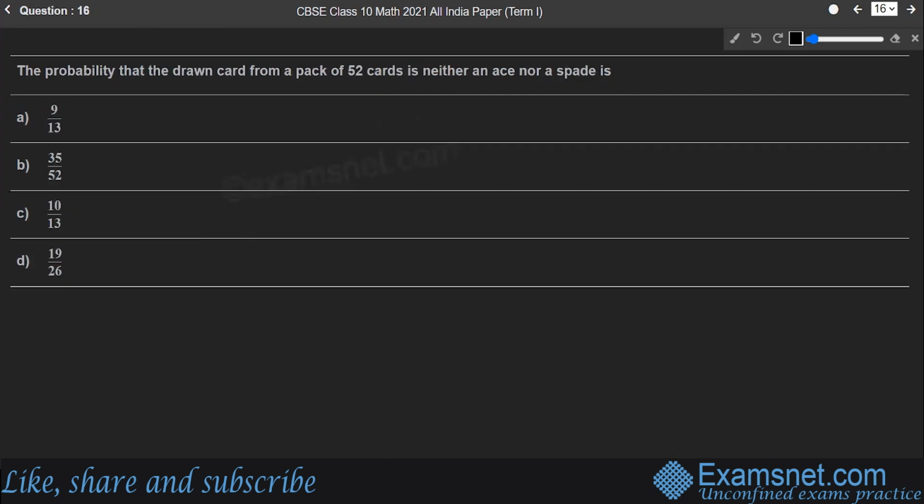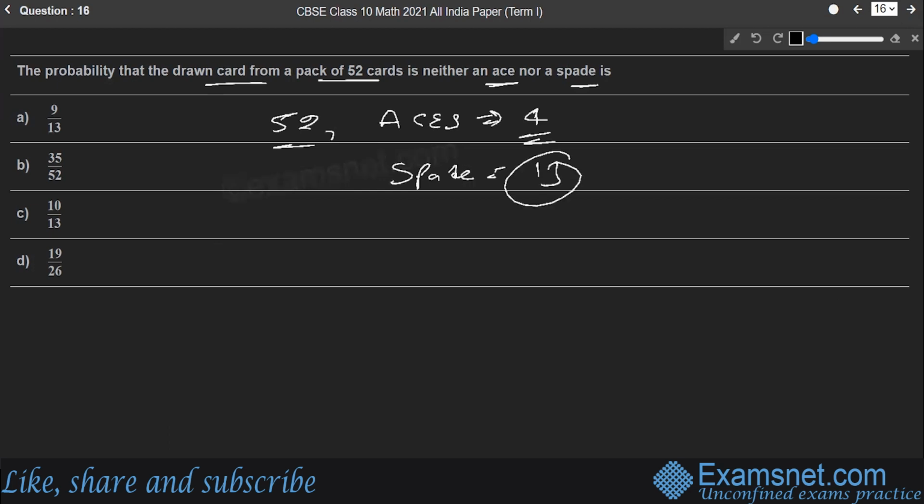Next, the probability that a drawn card from a pack of 52 cards is neither an ace nor a spade. Neither an ace nor a spade is. So as we know, there are 52 cards in it, and how many aces are there? There are always 4 aces. And how many spade cards are there? There are always 13 spade cards. And these 13 already include one of the aces.